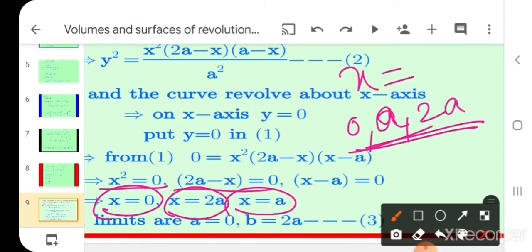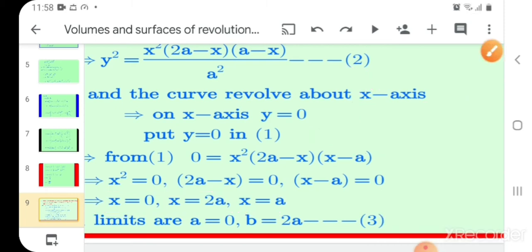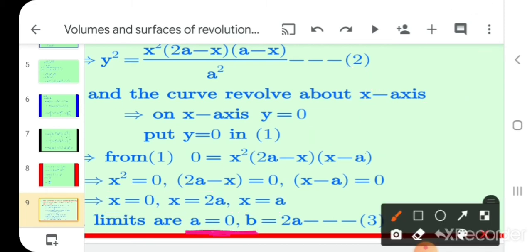What is the starting value here? 0 is the starting point and the ending point is 2a. So I take limits as 0, 2a. Therefore, limits are a equals 0 and b equals 2a. Is it clear?